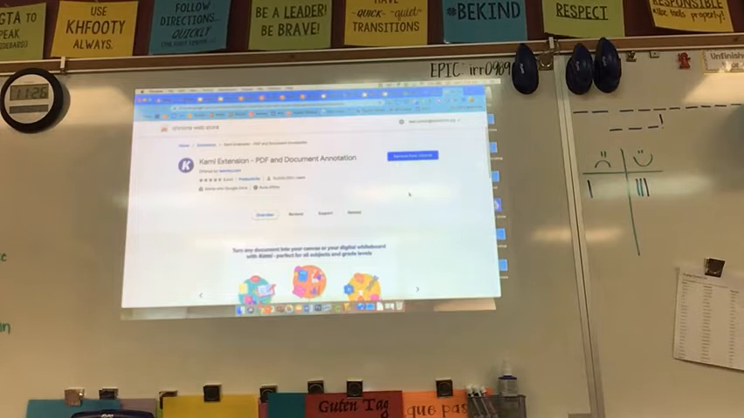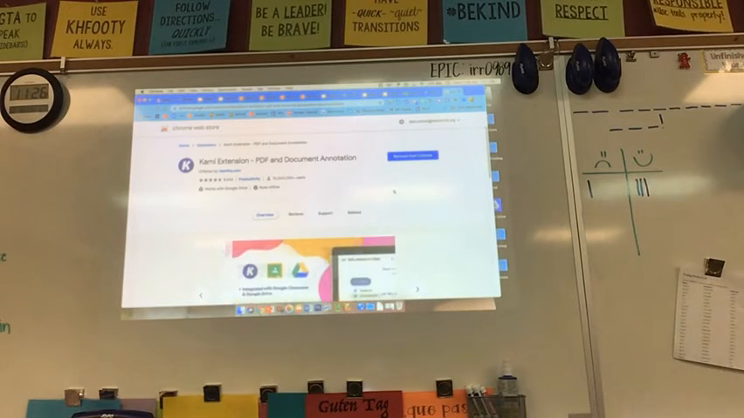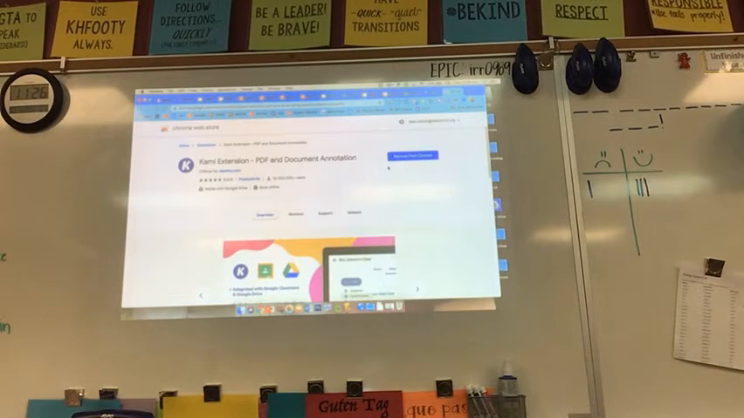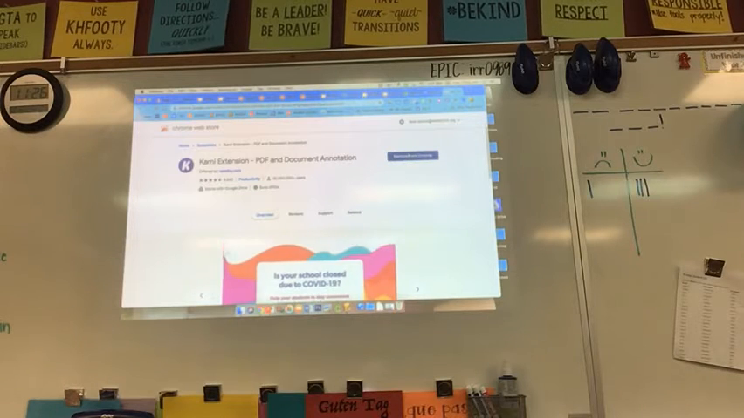So I want you guys to try this first. If you already have it, then it'll say remove from Chrome, you know you're good to go. If you don't, it should have a button here that says install or add to Chrome. Dax, put that away, please. So then you would do that.